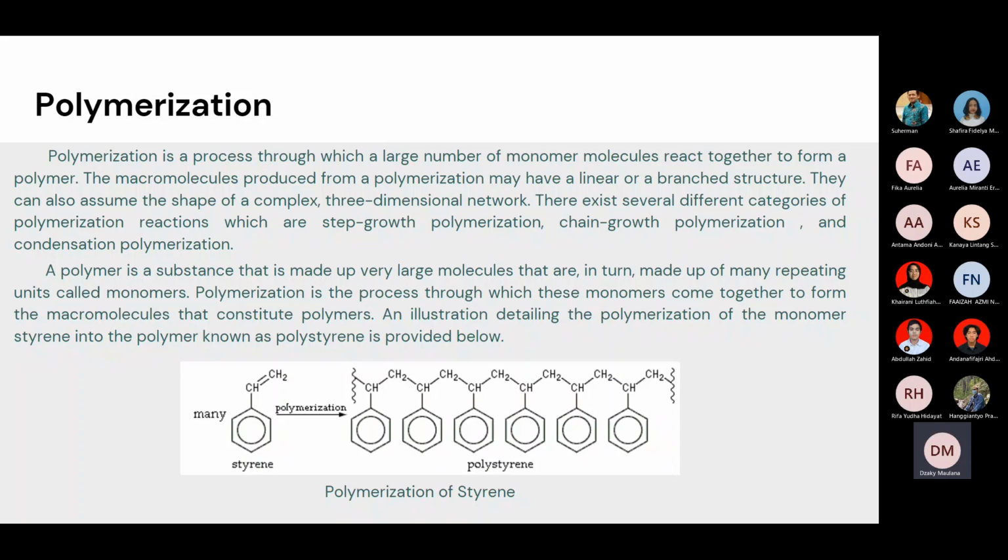A polymer is a substance that is made up of very large molecules that are in turn made up of many repeating units called monomers. Polymerization is the process through which these monomers come together to form the macromolecules that constitute polymers. An illustration detailing the polymerization of the monomer styrene into the polymer known as polystyrene is provided below. So this is the picture of the polymerization of styrene.